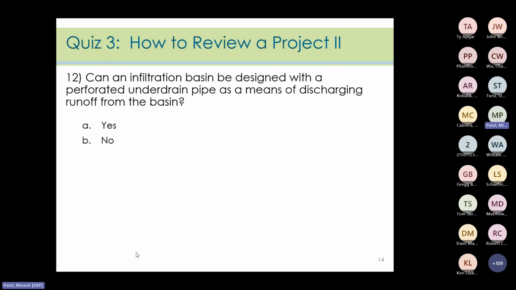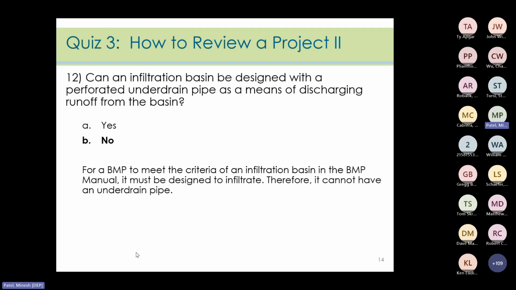Question 12, can an infiltration basin be designed with a perforated under-drain pipe as a means of discharging runoff from the basin? And the answer here is B, no. An infiltration BMP cannot have an under-drain pipe if it wants to meet the criteria for an infiltration basin in the BMP manual.